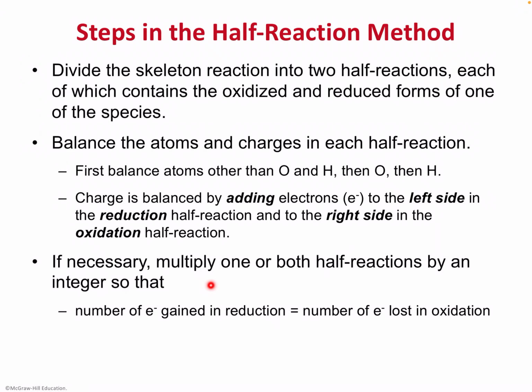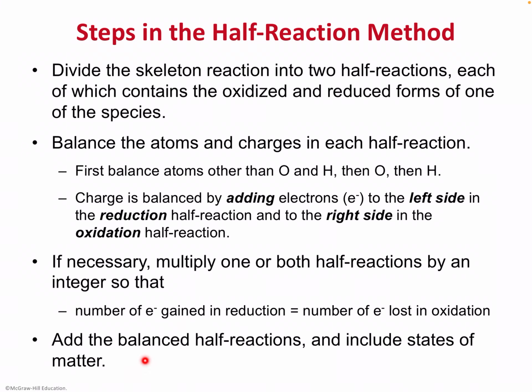If necessary, multiply one or both half reactions by an integer so that the number of electrons gained in reduction equals the number of electrons lost in oxidation. At the end, the number of electrons lost and gained need to be equal. And then add the balanced half reactions and include states of matter.